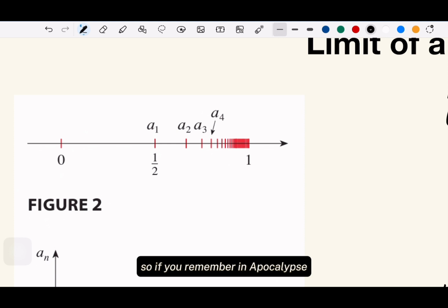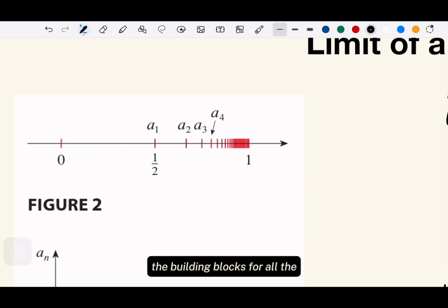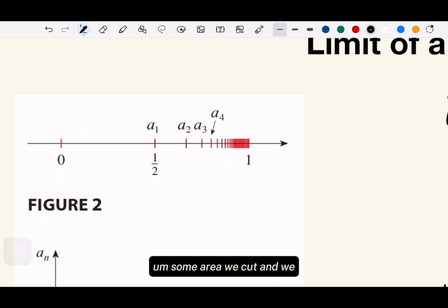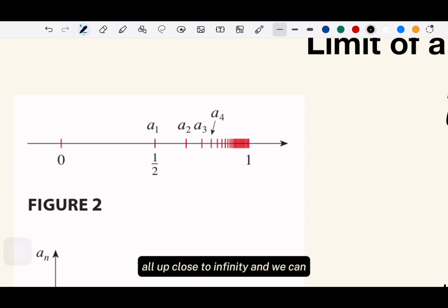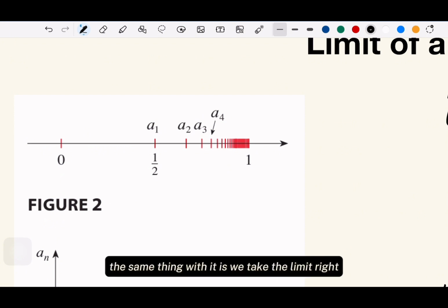So if you remember in calculus, the building block for all the relations between how to find derivative and integral is actually the limit. When we take the integral, it means that we take some area and we cut it, and we cut so much that we make n close to infinity, and we can make it closer to infinity by taking the limit. The same thing with the derivative. We take the limit, right?